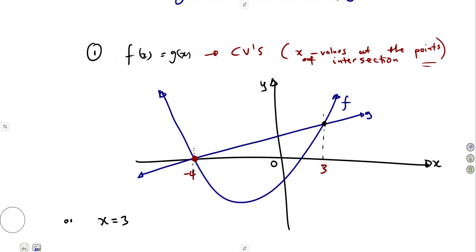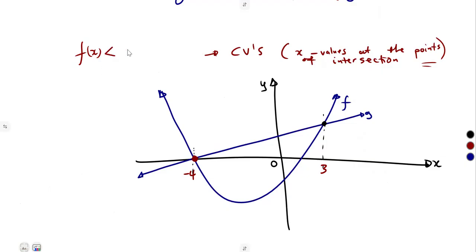But now, when we are given this as a comparison to say our f of x is now compared to g of x, f of x can be less than g of x, or it can be less than or equal to that, or we can have our f of x greater than g of x.